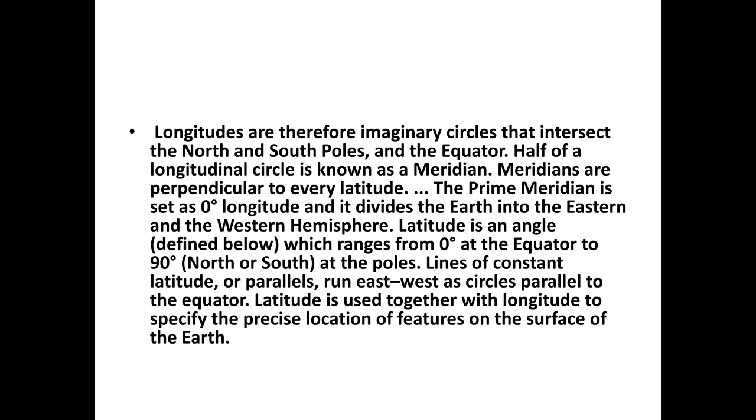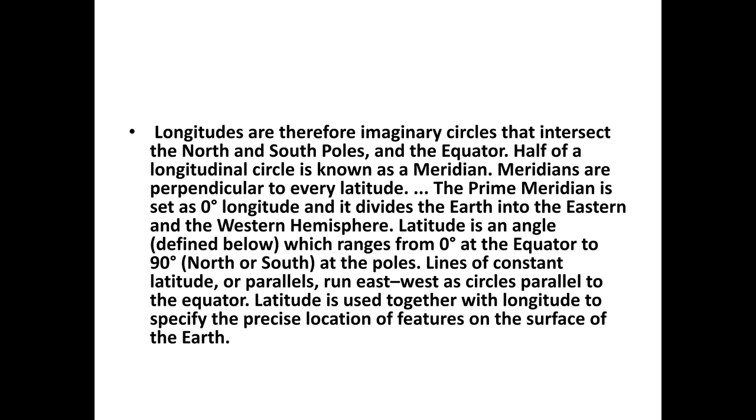Longitudes are therefore imaginary circles which intersect the north and south poles and the equator. Half of a longitudinal circle is known as a meridian. Meridians are perpendicular to every latitude. The prime meridian is set as 0-degree longitude and it divides the earth into the eastern and the western hemispheres.